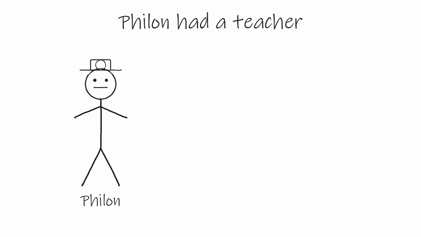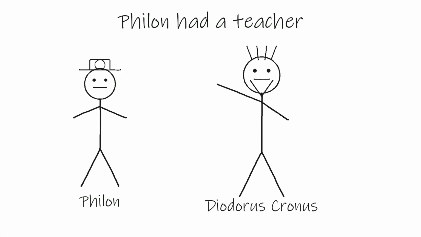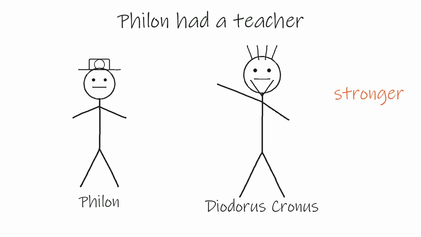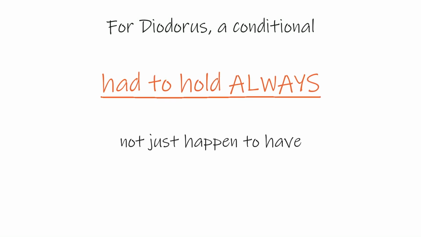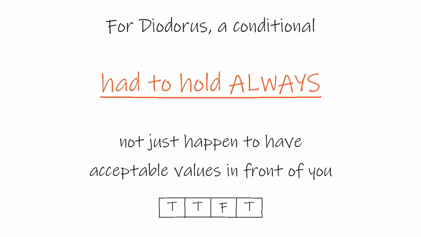Philon had a teacher. Diodorus Cronus, same school, and he wanted something stronger. For Diodorus, a conditional had to hold always. Not just happen to have acceptable values in front of you.